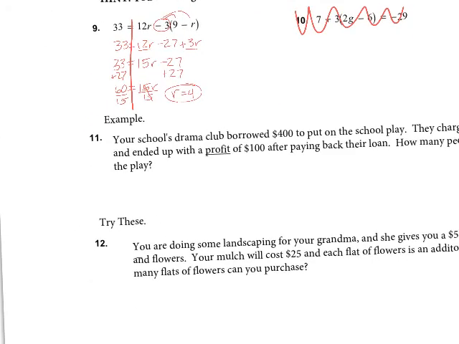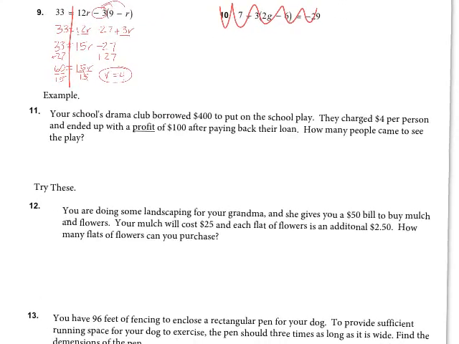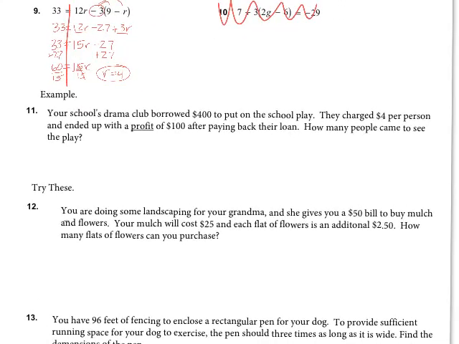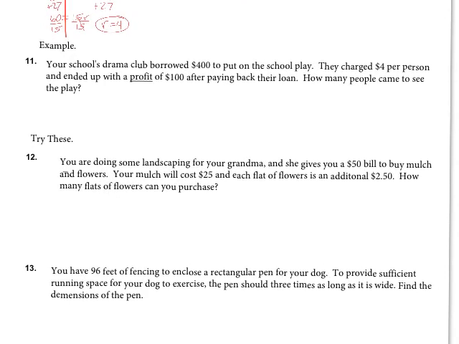These word problems are going to be setting up equations just like we did before. We have to first work through and identify what we're looking for and what information we're given. So it says, let me get my highlighter. Your school's drama club borrowed $400. What does it mean when you borrow money? You're taking it, but you have to give it back. You have to pay it back, right? Then they charged $4 a person. That's good because they're making money on that. And ended up with a profit of $100.